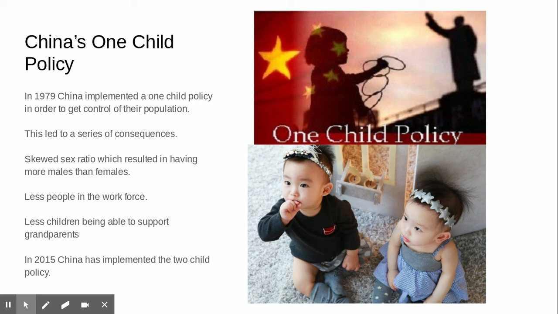Now, that means less workforce. And if you have less workforce, you have fewer people paying taxes to pay for the older people who are in retirement. And so this is why a population probably wants to become stable, not shrinking or growing at the same time. And so in 2015, they implemented a two-child policy. Okay, I think I lost my train of thought there, but just understand that we want stable growth.